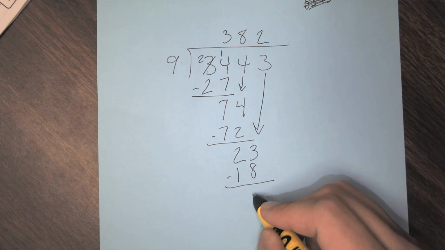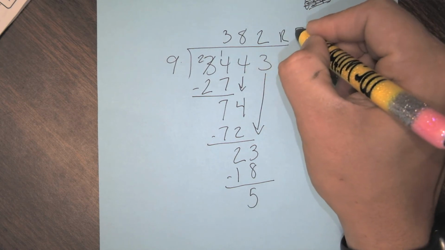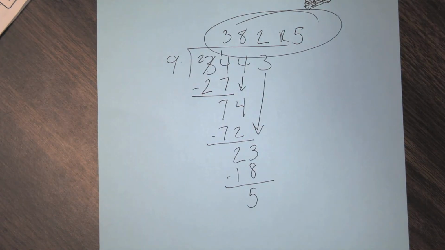What are we left with? Alright. 382 with the remainder of 5.